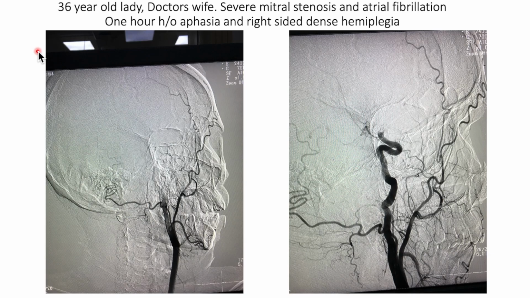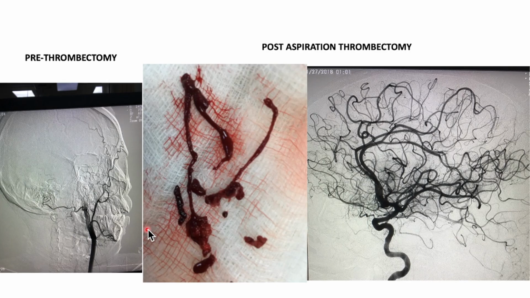Quickly, a 36-year-old lady, doctor's wife, severe mitral stenosis and atrial fibrillation, are everyday cases that we see. 1 hour history of aphasia and right-sided dense hemiplegia, and she had a complete ICA occlusion. You can see empty brain on the left, on the lateral view, and that's the point that you can see here. And then aspiration was done for her, no stent retriever used. That's the amount of clot burden that came out, and beautifully the whole circulation is opened up.